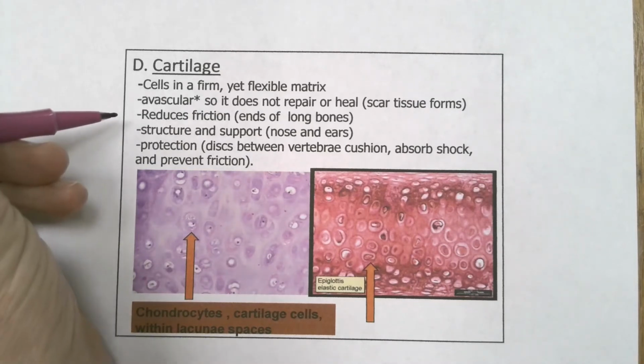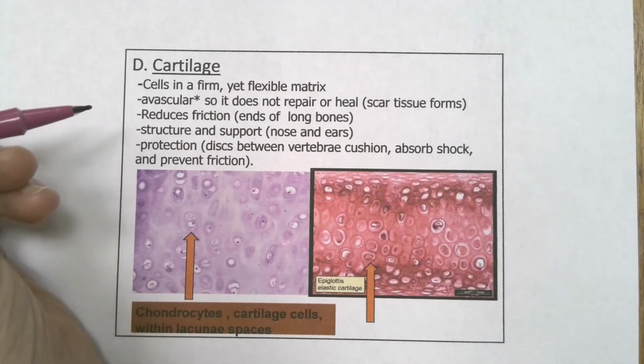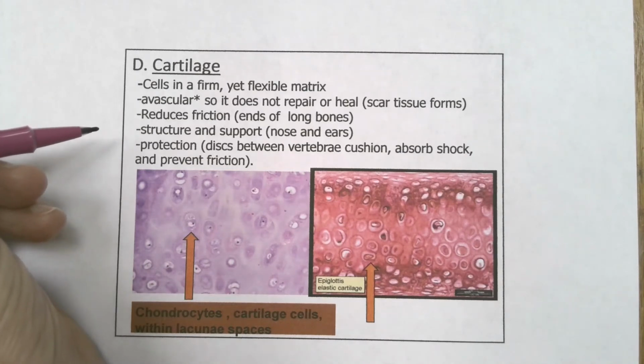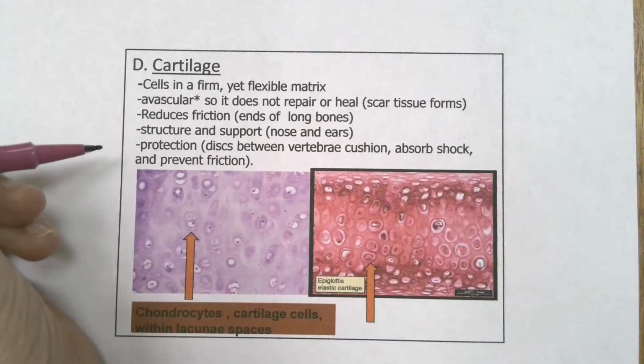For example, it reduces friction: the cartilage that makes up the covering of the ends of our long bones between our joints, like at your knee. Your femur is going to make contact with your tibia, and so you've got cartilage that lines the ends of each of those bones where they make a joint. This is also going to make up your nose and your ears. If you wiggle your nose and wiggle your ears, that is a good location to talk about cartilage. And then it's going to be protection as well.